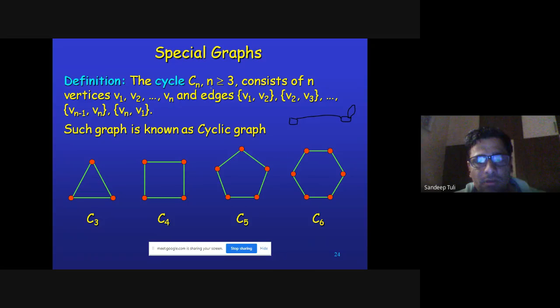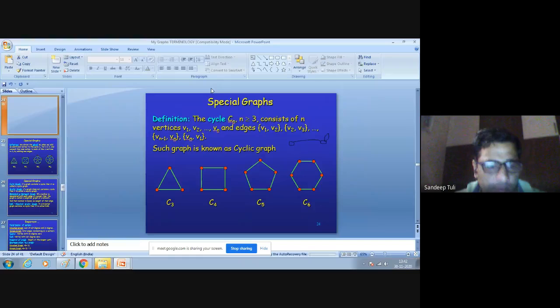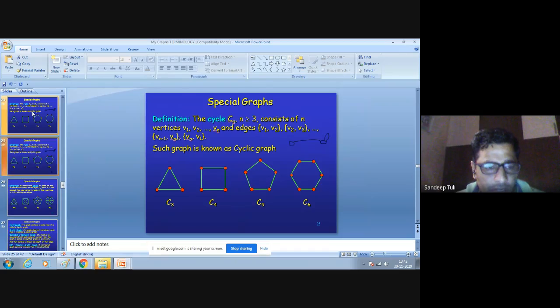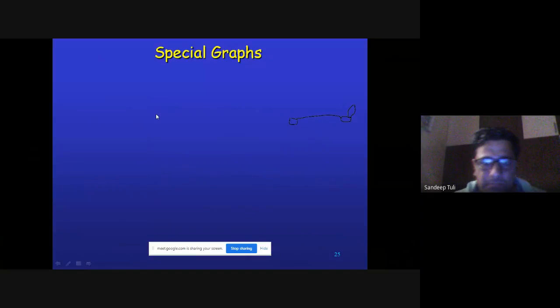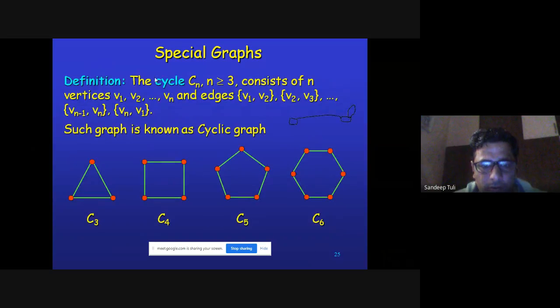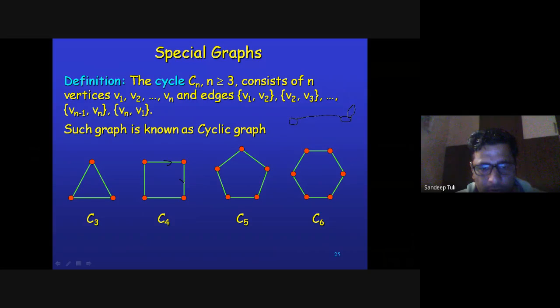Now, this is only in the case when there is no direction. But when direction is given, the definition will change. So now let me take the example of this one. For that, I need to duplicate the slide. Now suppose I am having an arrow in this way.